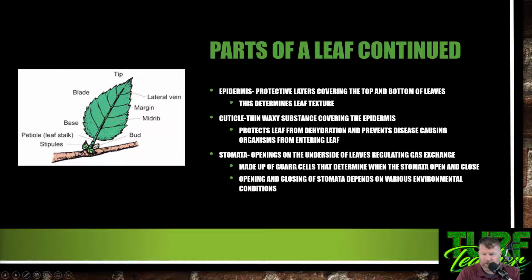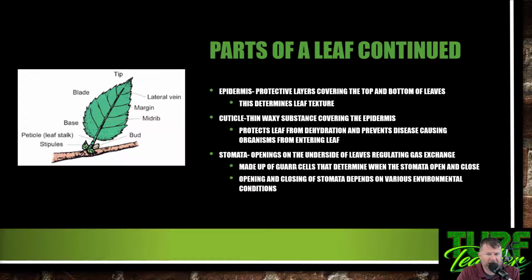The epidermis, just like in humans, is a protective layer covering the top and bottom of the leaves, and this determines the leaf structure. Our skin, epidermis is part of our skin, which is a protective layer of our body. So plants and us animals, there's some similarities, guys. And unfortunately, I think plant materials are going to be here long after humans are gone. They're just more adaptable to situations that may arise here on Earth than us humans. Plants will always be here.